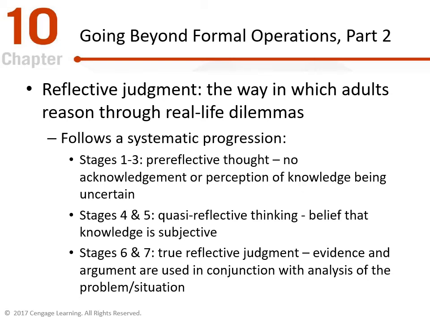And then stages 6 and 7 is true reflective judgment, and that is evidence and arguments are used in conjunction with analysis of the problem situation. And that's understanding that people construct knowledge through using evidence and argument after careful analysis of the problem or situation. They're continually reevaluating beliefs with new evidence. So they're always looking at the facts and looking at new evidence and changing their argument based on that.